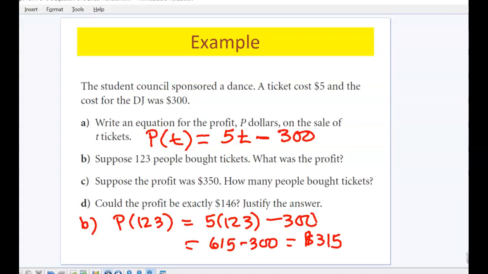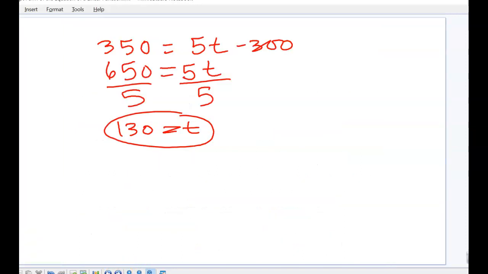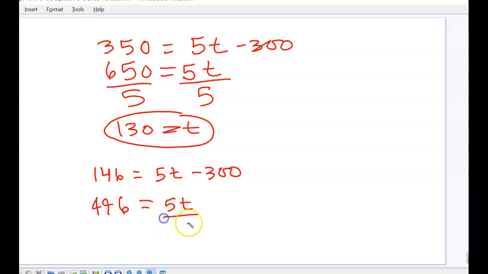Question D, could the profit be exactly 146? Okay, again, I'm going to put 146 in for the profit. Again, I'm going to try to solve for t, so I'm going to add 300 to the other side to get 446. And clearly you can see if I try to divide 446 by 5, I get 89.2. And you can't sell 0.2 of a ticket, so based on the equation we have for our profit, it would not be possible to earn a profit of $146.